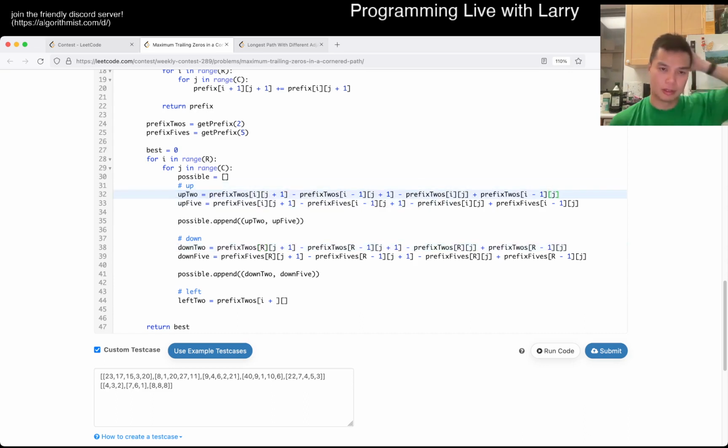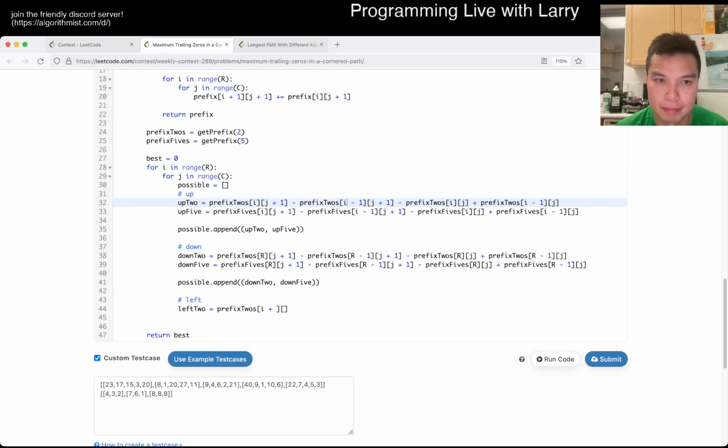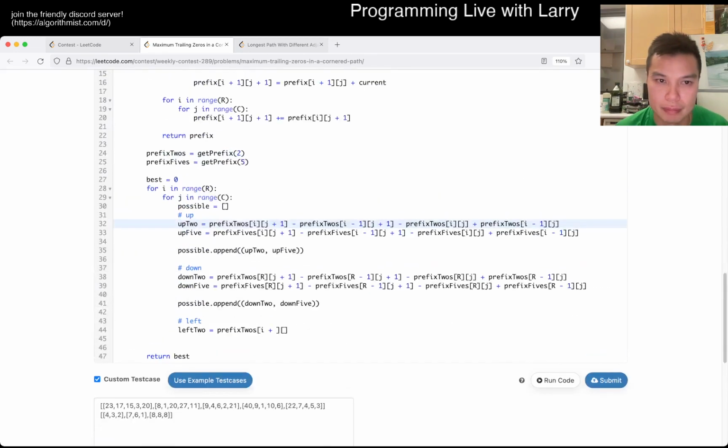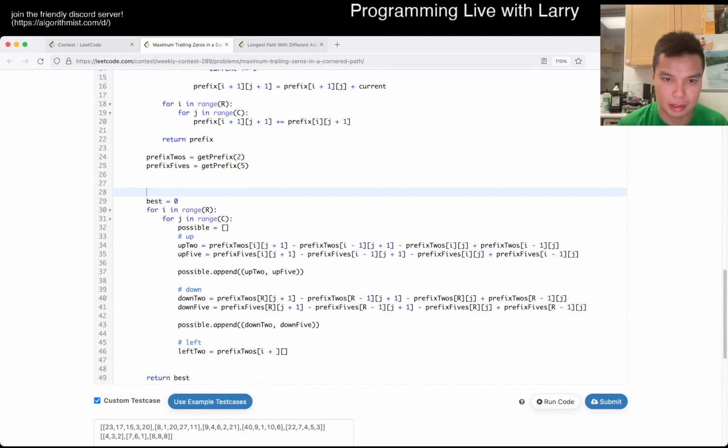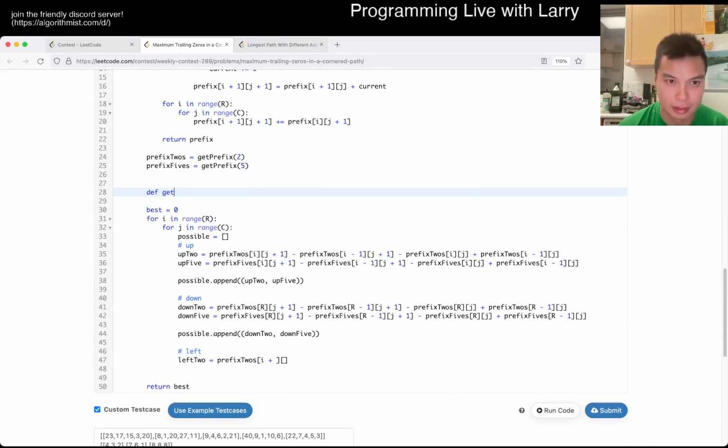This is all wrong. Okay, so basically this is for I minus 1 j, and then this is where a function would help. Yeah, let's do a helper. I think I'm getting too silly with the things.